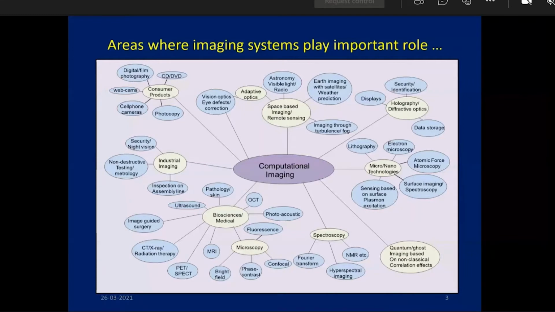But you see, I have written in the center computational imaging. So what is computational in imaging? Anyway, by the way, are there any questions so far?